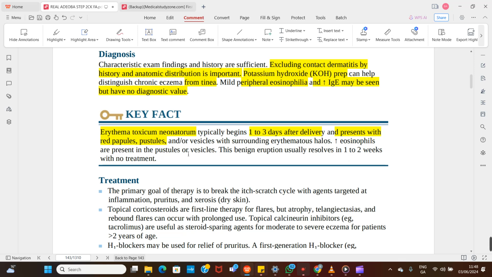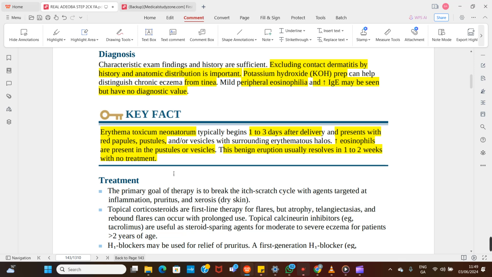So a child that is born and the child is having papules and pustules 1 to 3 days after delivery, which is distributed within the trunk and the proximal extremities, I think about erythema toxicum neonatorum. If you biopsy some of these lesions, you can see elevated eosinophils and pustules there. But one thing about it is that you don't need to do anything. It is a benign eruption and it resolves within 1 or 2 weeks with no treatment. So ETN starts 1 to 3 days after birth and resolves 1 to 2 weeks after birth.